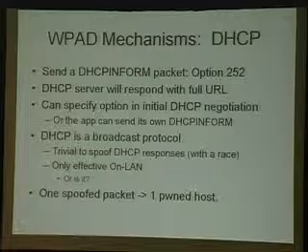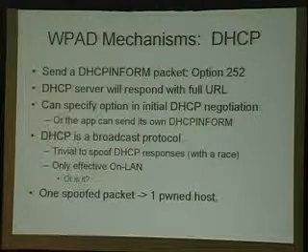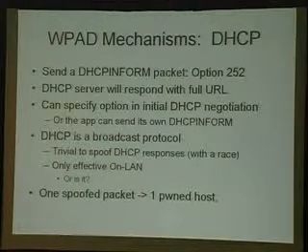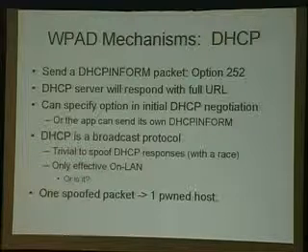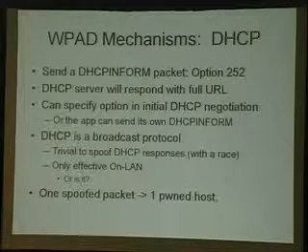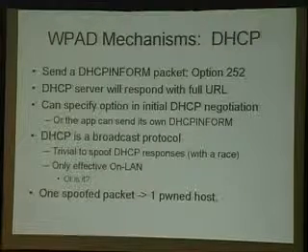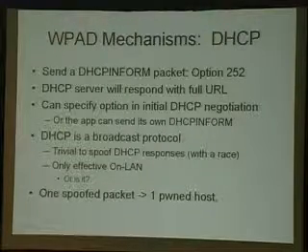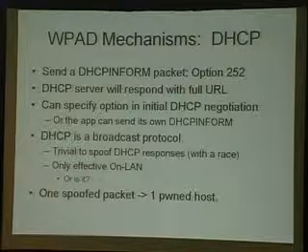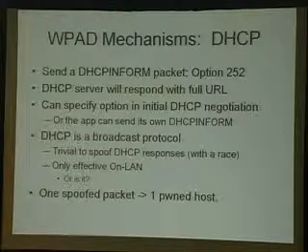It can also be specified in the initial DHCP negotiation, so it doesn't need to be like a secondary DHCP transaction. It can happen when the machine first comes up on the network. And because the machine already has an IP address by the time the browser starts up, it's perfectly legitimate for the browser to send its own DHCP inform packet, which is what Internet Explorer and Firefox actually do.